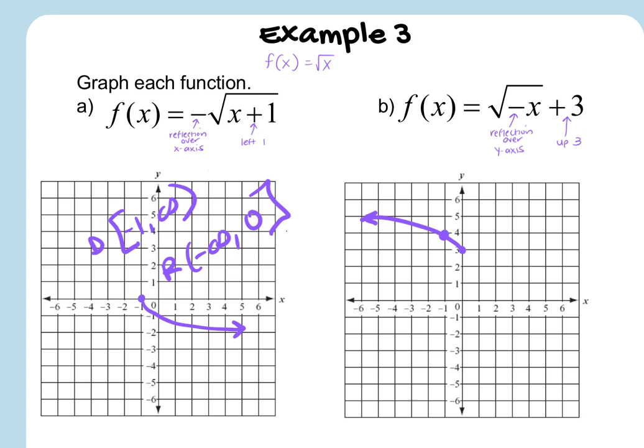And then on B, your domain is negative infinity to 0 because my arrow points left. And my range is 3 to positive infinity because it's pointing left, but those y's are getting bigger. And this time it would be decreasing from negative infinity to 0.